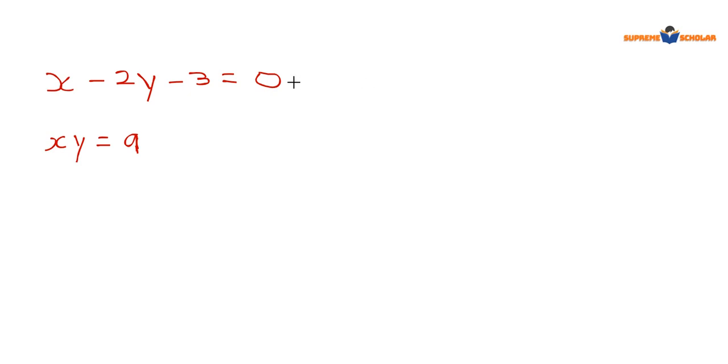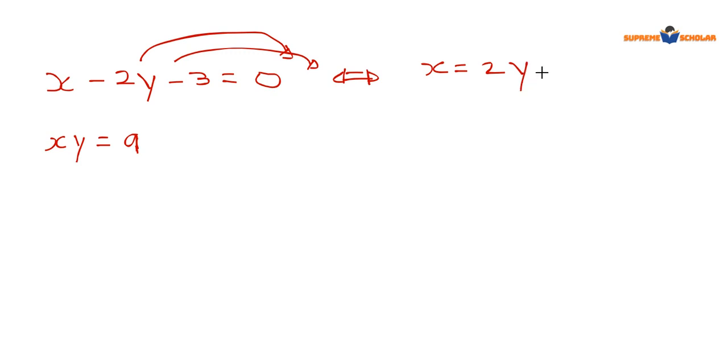If we look at equation number 1, it can easily be changed. If I take the 2y over and I take the 3 over, then this equation becomes x is equal to 2y plus 3, right? You took the negative 2y over, it became positive. You took the negative 3 over, it became positive 3. So now we have the first equation in terms of x, and we have the second equation over here.